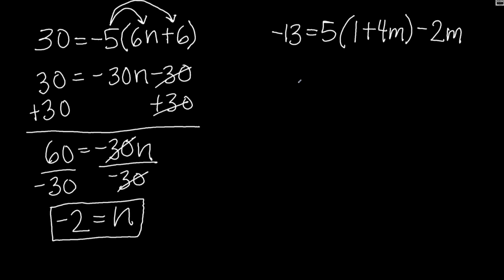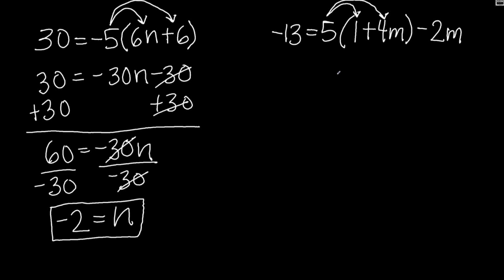Let's move on to the next example. In this example, we have to solve for the variable m. Once again, we have to distribute this 5. So we would multiply 5 to each of the terms inside the parentheses.